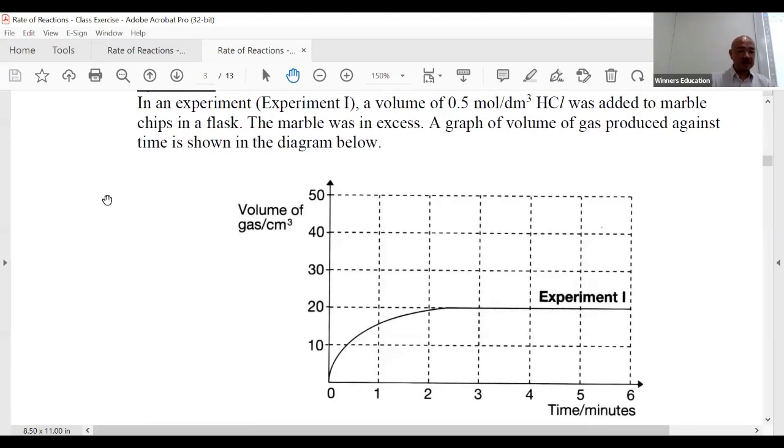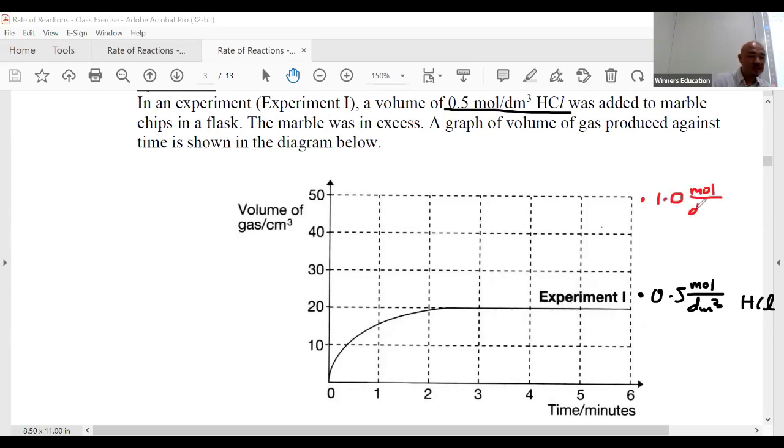Okay, ladies and gentlemen, this is experiment number 1. What do we use for experiment 1? Slow and steady. If I'm too fast, let me know, but I'm going very slow, I suppose. We use this concentration, make sense? 0.5 mole per dm cube of HCl. Now, how much did they use? They use 1.0 mole per dm cube, twice of it. Correct? In experiment number 2.